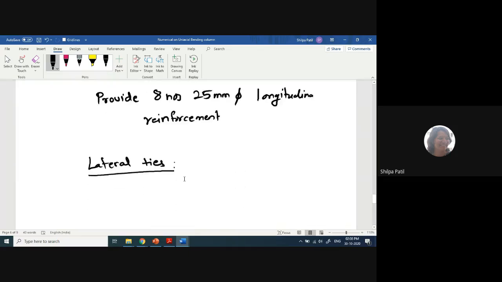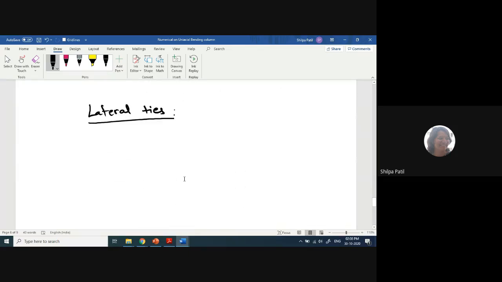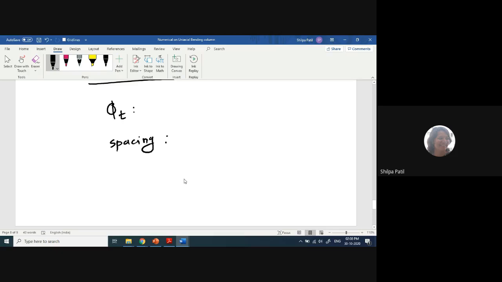So the next step is designing the lateral ties. This part you can do on your own, or I'm giving this as homework. For lateral ties, you have to decide the diameter as per the specification and the spacing. Both of these you can do easily by referring to the IS code and its provisions. Or this small part we will see in the next lecture.